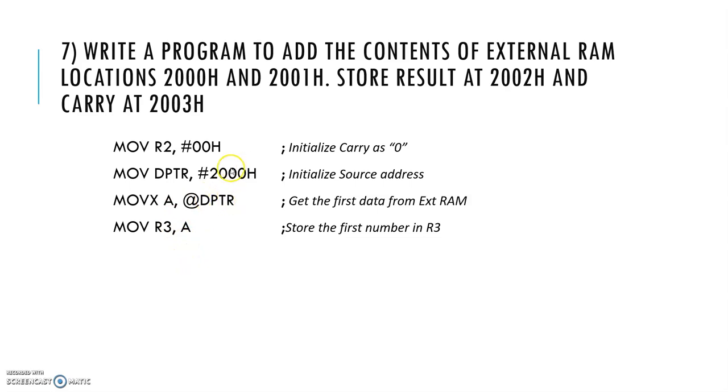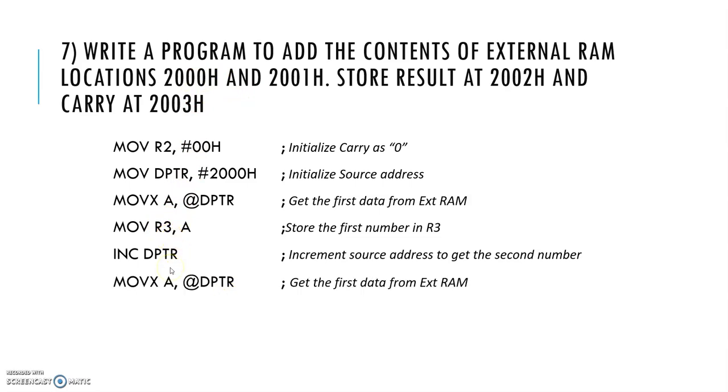Now the DPTR is pointing to 2000 hex. To get the next number, you need to increment the DPTR, so the DPTR points to the next location, that is 2001 hex. The first number, the number in 2000 hex, is copied to the R3 register. The direct addition will not happen with the external RAM. If it was internal RAM, we could do the direct addition. For external RAM, we need to copy the content to the accumulator register.